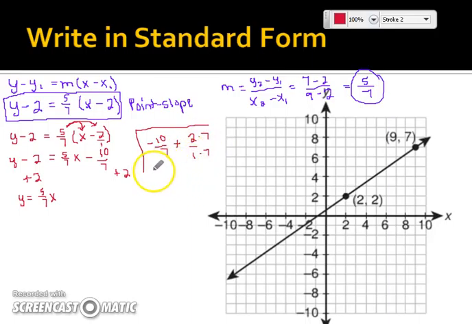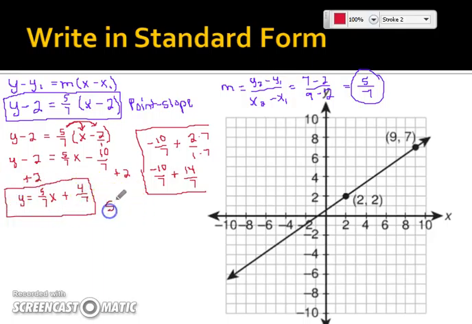So really, this becomes negative 10/7 plus 14/7. Negative 10 plus 14 is a positive 4. So we actually have a positive 4/7 because negative 10 plus 14 is a positive 4. Denominator stays the same. This is our equation in slope-intercept form. So we've got our equation in slope-intercept form.